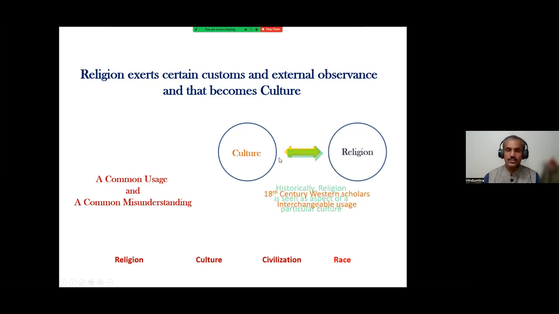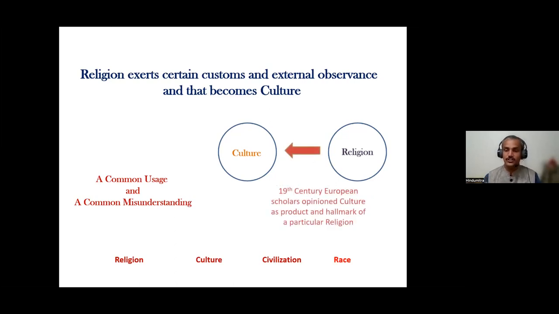In the 18th century, Western scholars purposefully started using these words interchangeably. Culture is equal to religion and religion equal to culture. And slowly, in the 19th century, European scholars opinionated and made it a concrete hallmark that culture comes because of the religion. Culture is a product or hallmark of a particular religion.